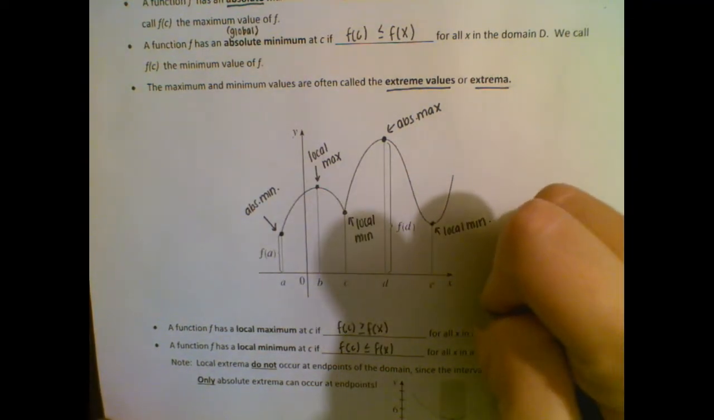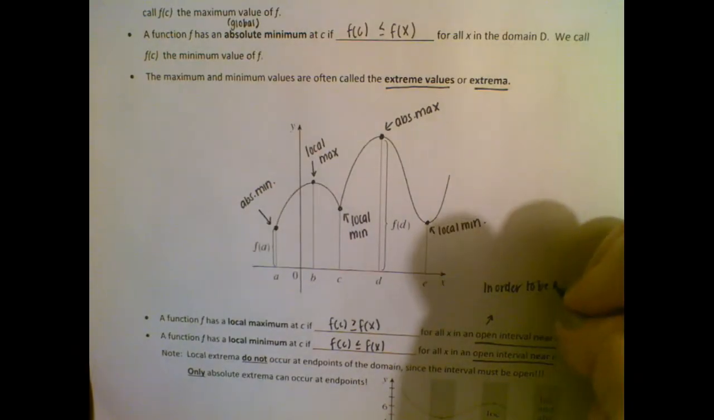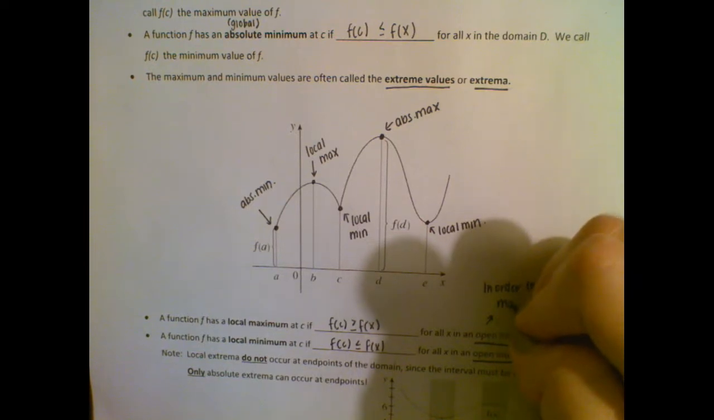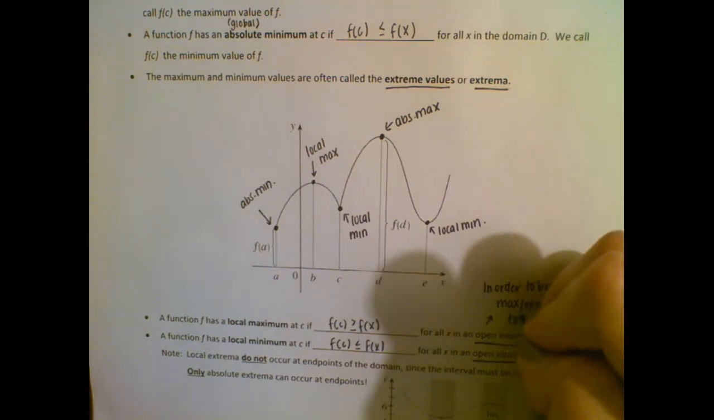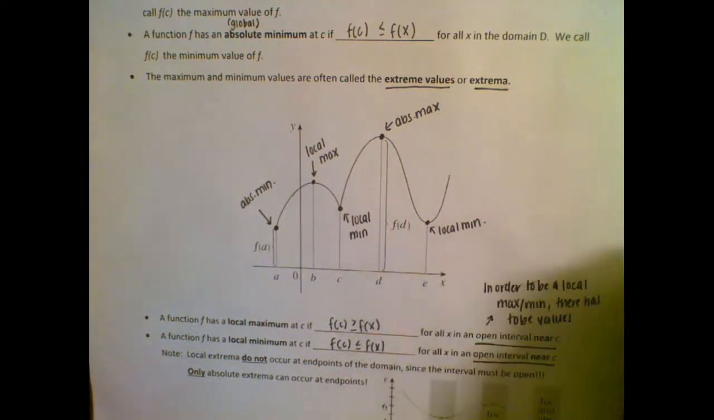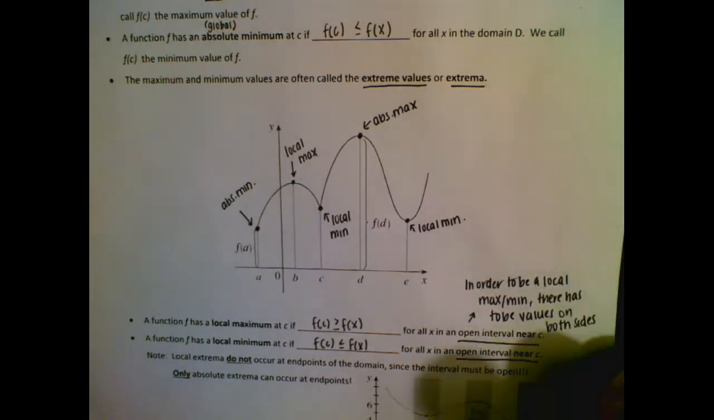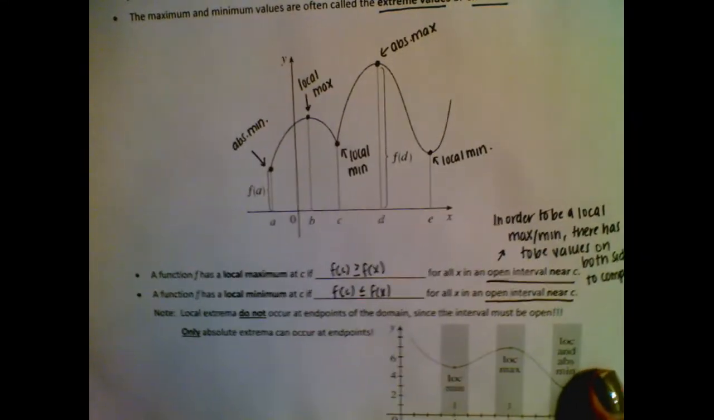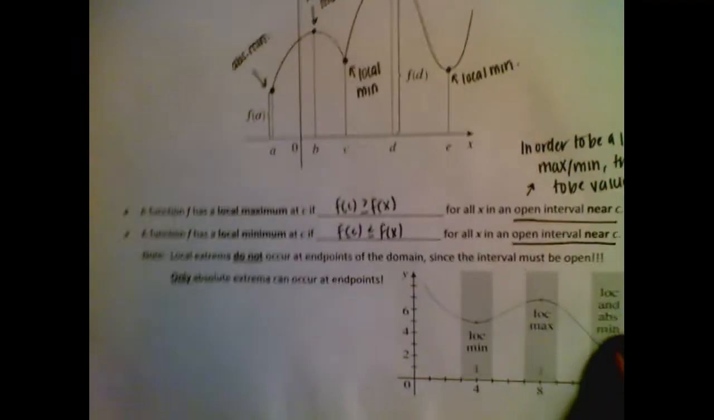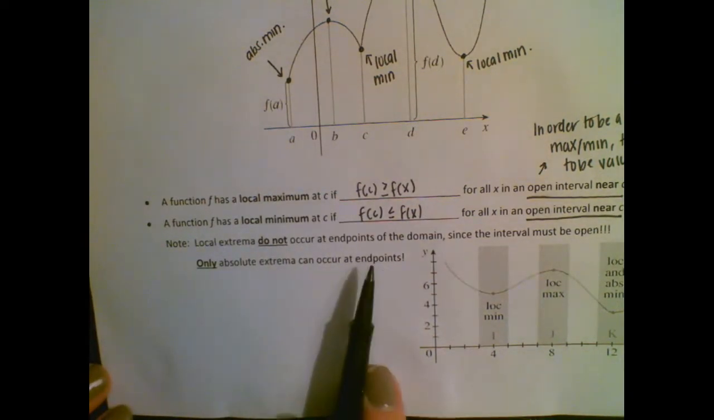So I'm going to make a little note here that says, in order to be a local max or min, there has to be values on both sides to compare. So basically, what that's saying is that only absolute extrema, or only absolute maxes or mins, can occur at endpoints. So local minimums and maximums cannot occur at endpoints, only absolute can.